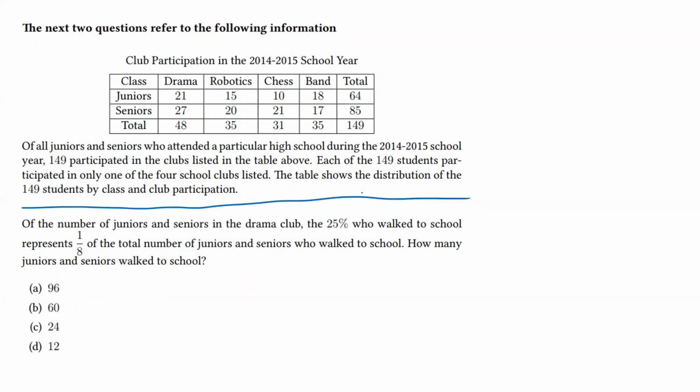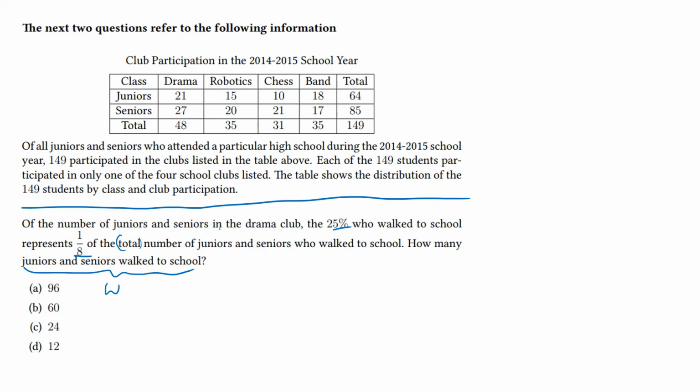Here, the number of juniors and seniors in the drama club who walk to school, 25% of them do. This 25% of the juniors and seniors who walk to school represent an eighth of the total number of juniors and seniors who walk to school. We want to know how many juniors and seniors walk to school. Again, we need to provide our own variable. So let's say that the walkers are W.